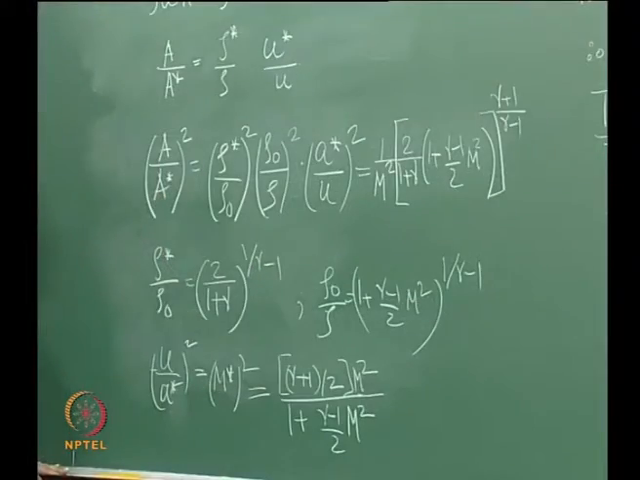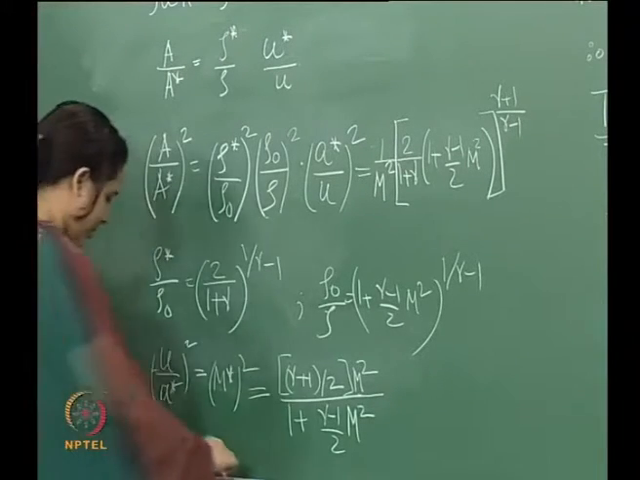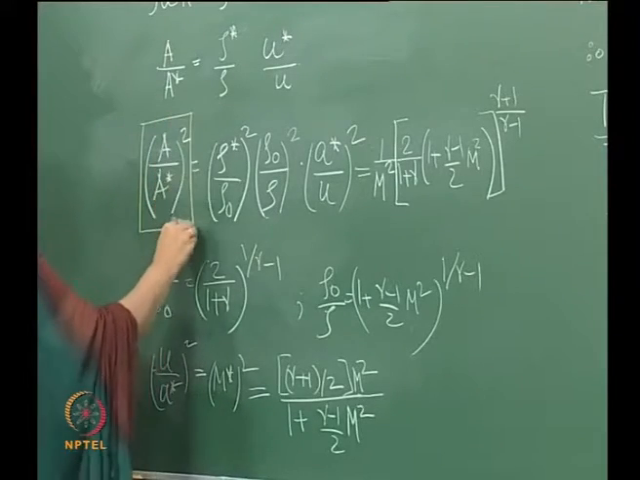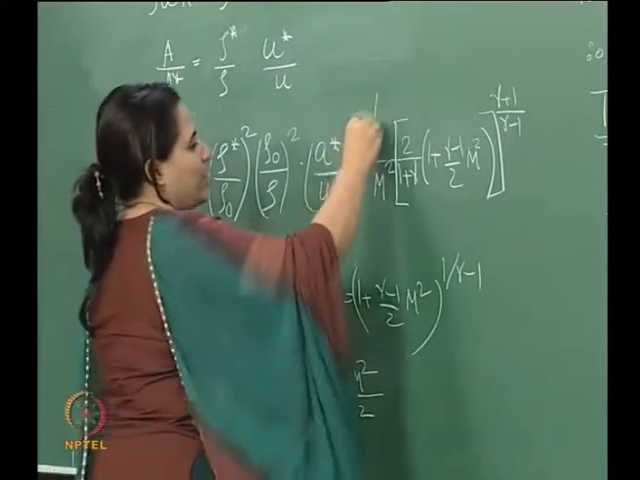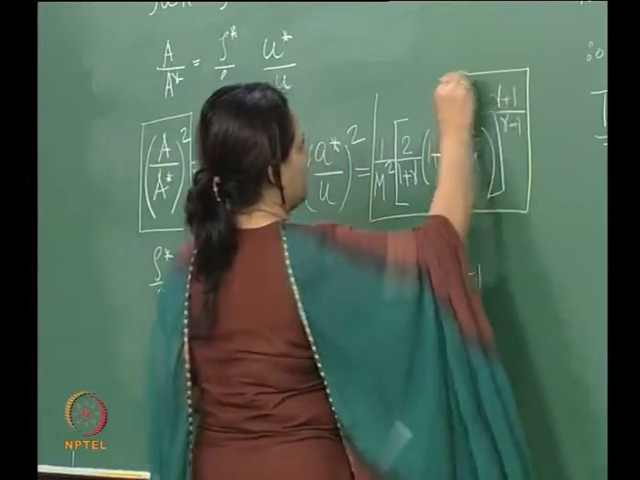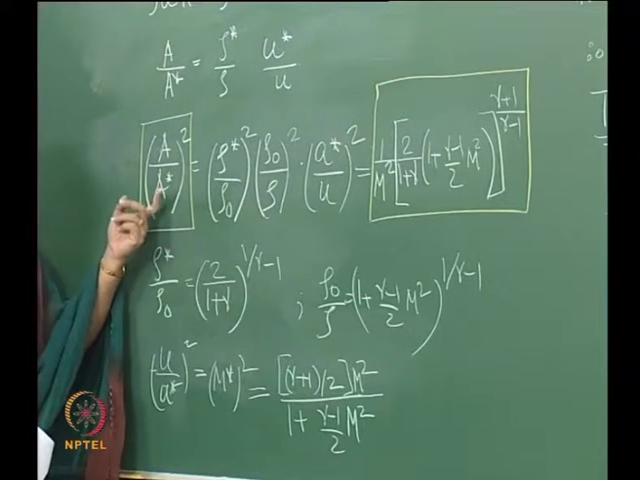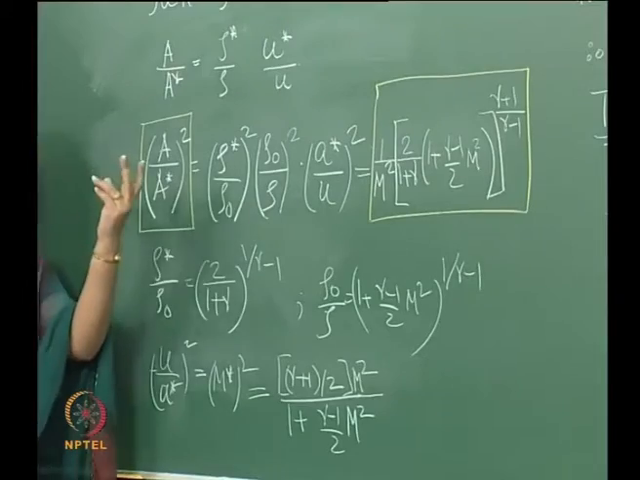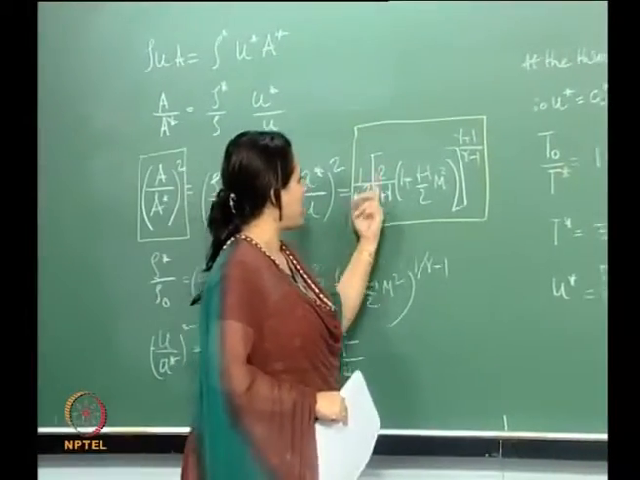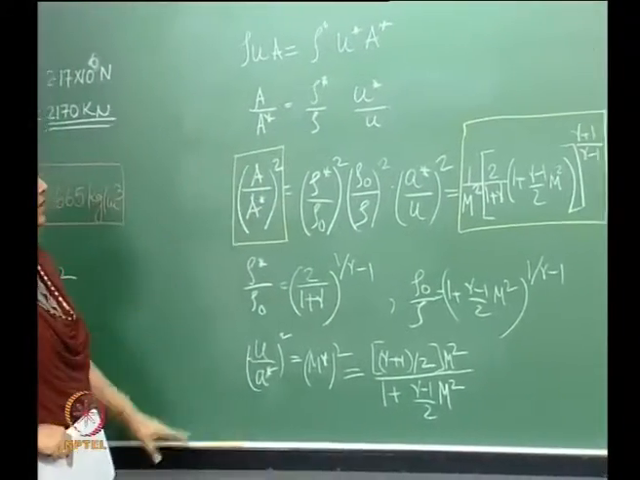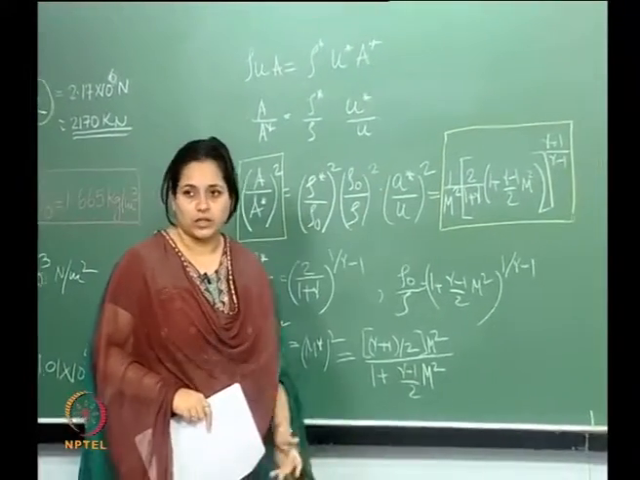Right. So basically what we have done here is connected the area at the throat with the area and Mach number anywhere in the nozzle. That is what we have done. This is the area at the throat, which is given to us, and this is the area anywhere in the nozzle, with the corresponding Mach number at the location where we are considering this area, and gamma is known to us.